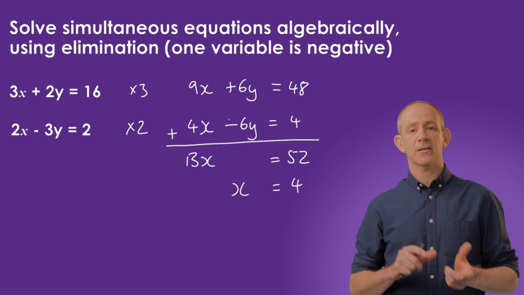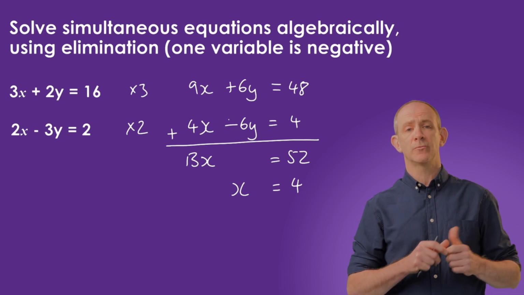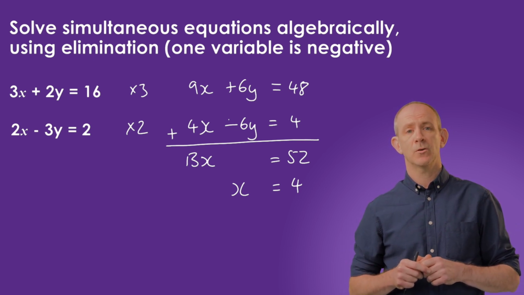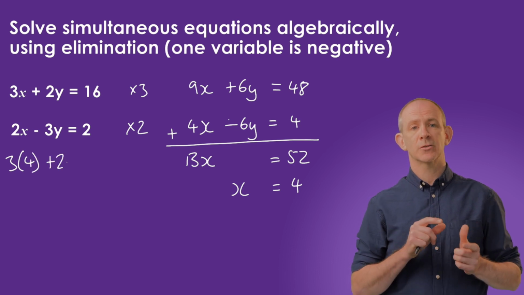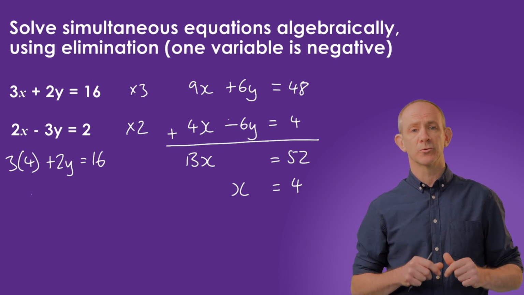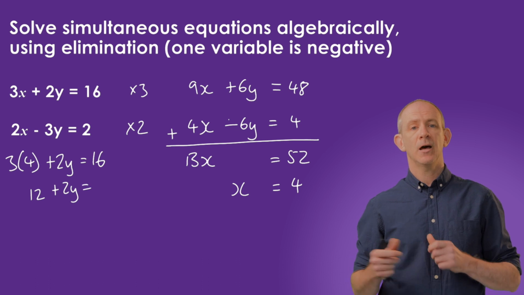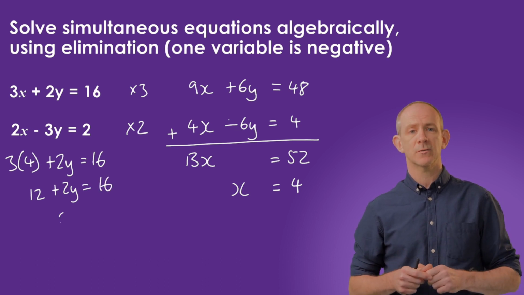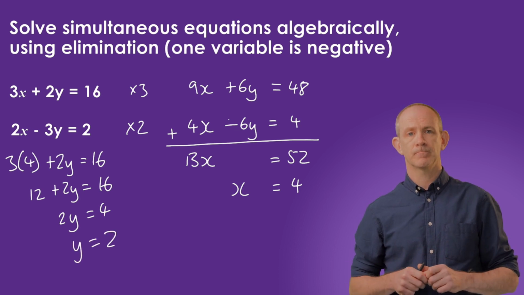Now that we've got x equals 4, we can take that value and substitute it into the original equation to find out what y is. So we can do 3 times x, which we know is 4, plus 2 times y, which equals 16. 3 times 4 would equal 12, so 12 plus 2y equals 16. I'm going to subtract 12 from both sides and get 2y equals 4. Divide both sides by 2 to get y equals 2.